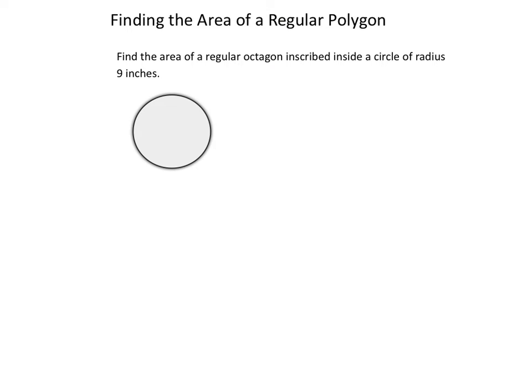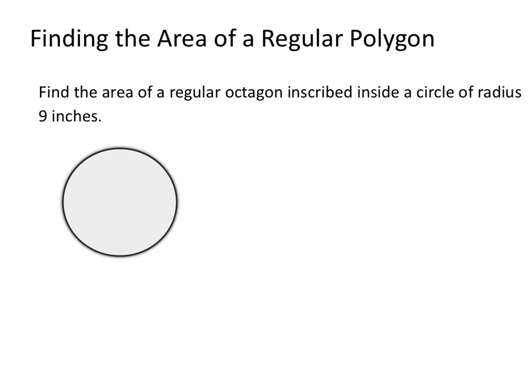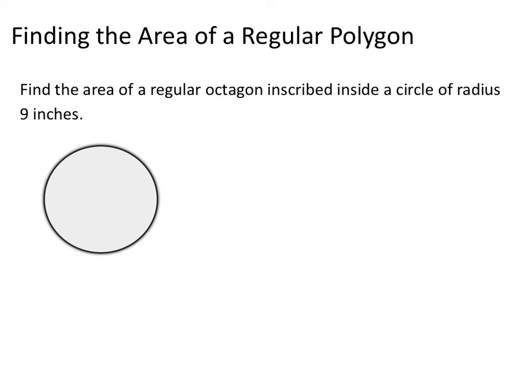So let's see. It says we want to find the area of a regular octagon inscribed inside a circle of radius 9 inches. So here's my circle. An octagon has 8 sides, and in a regular octagon, all 8 sides are the same length. So 1, 2, 3, 4, 5, 6, 7, 8. We're just going to pretend that those are all the same length. I am an artist. And this circle has a radius of 9 centimeters. I'm going to draw it specifically here. This is 9 centimeters. That's all the information we're given, and we want to find the area of this polygon.